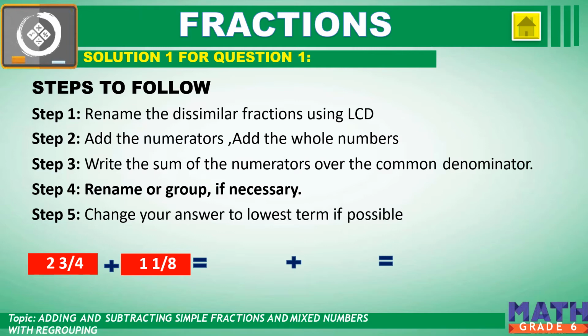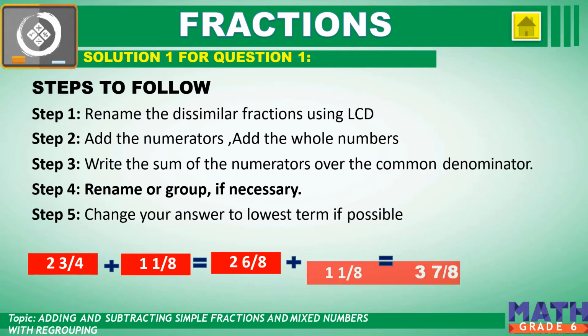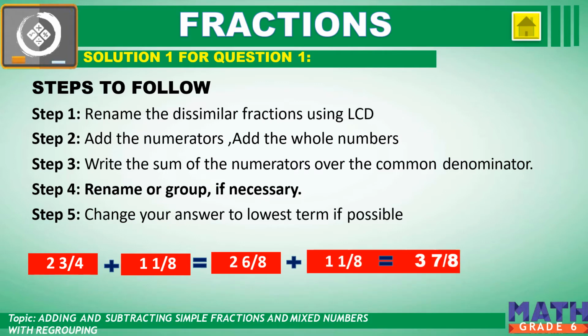Then, for our step number 2, add the numerators. After we rename, these are our numerators: 6 and 1. So, the sum is 7. Then, add the whole numbers. Our whole numbers are 2 and 1. So, we have 3. Then for our step number 3, write the sum of the numerators over the common denominator. So the sum of numerators here is 6 plus 1, which is 7, and the common denominator is 8.